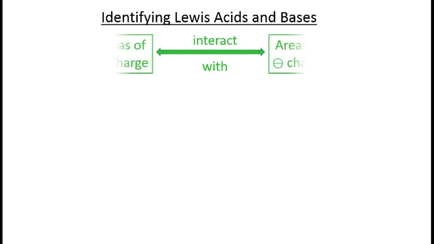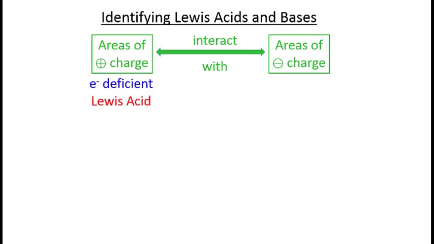The idea of positive and negative works even when we have neutral molecules. We think of it as areas of positive charge interacting with areas of negative charge. Even if we have a neutral molecule, there may be regions or specific atoms in the molecule that have greater electron density, and other regions or atoms that have less electron density. Another way to think of it is that an atom that is electron deficient on one molecule will interact with an atom that is electron rich on the other.